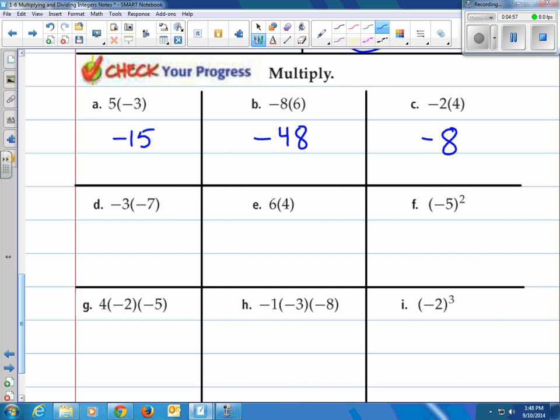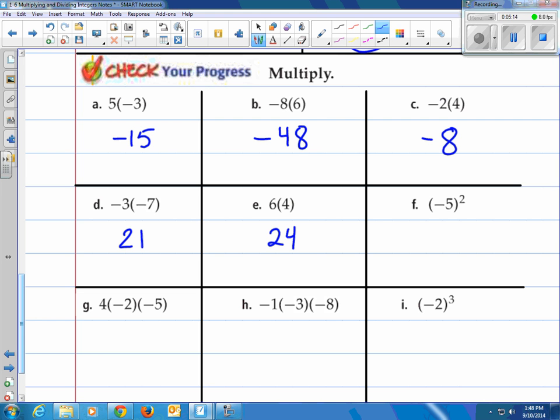Take a look at D. We have 2 negatives being multiplied. When you take 2 negatives and multiply them, you get a positive answer. So it's going to be 21. And E should be real simple. 6 times 4, 24. Let's not forget our basics. Those are just two positive numbers being multiplied.